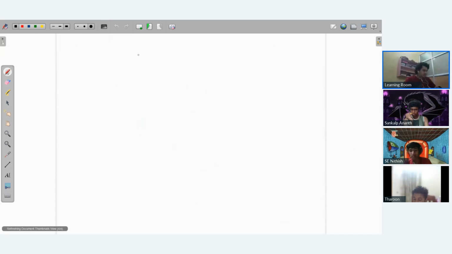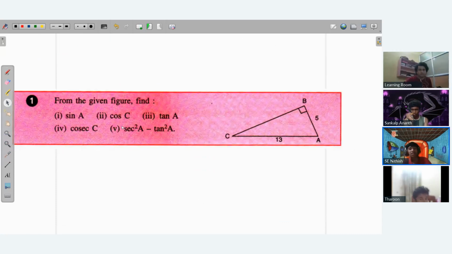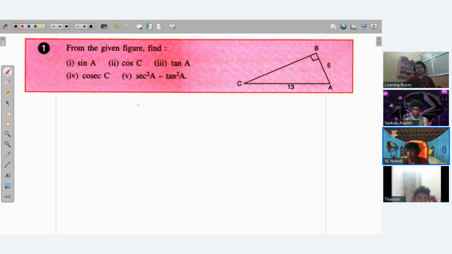Okay, so try this one. Find sine A, and the other ratios. Everybody try this first part. You have a right angle triangle of which two sides are given. Sine is perpendicular by hypotenuse, but there is no value for perpendicular. So find it out. You know Pythagoras theorem.